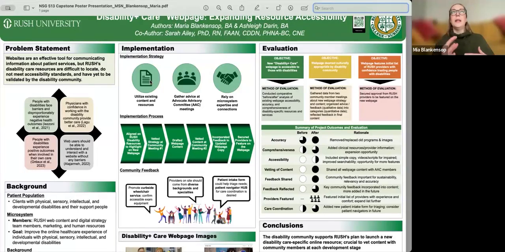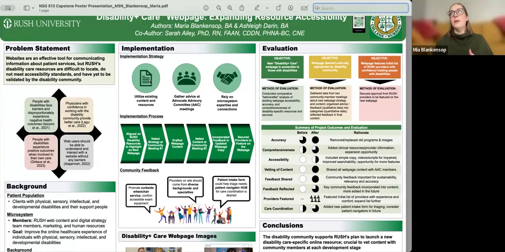But where we thought it could really expand further is with advertising all of the clinical resources that Rush had specifically for clients with physical, sensory, intellectual, and developmental disabilities, as well as their support people, because it's not necessarily the patient themselves who is doing the research and looking up their calendar to make an appointment. Sometimes it's their support person, a caregiver, or someone assisting them. So we really wanted to focus more on the clinical side of things.